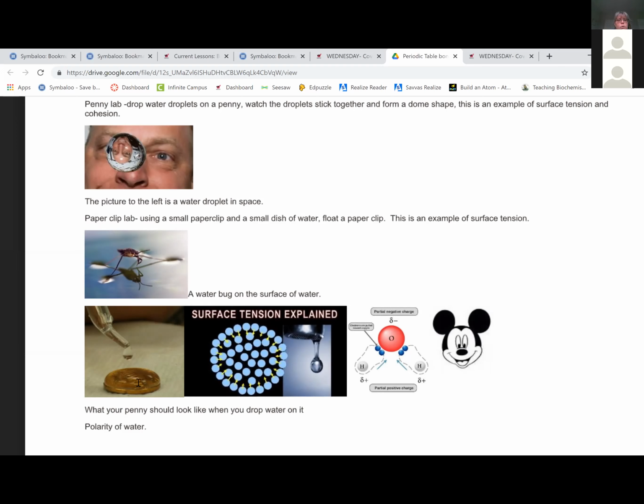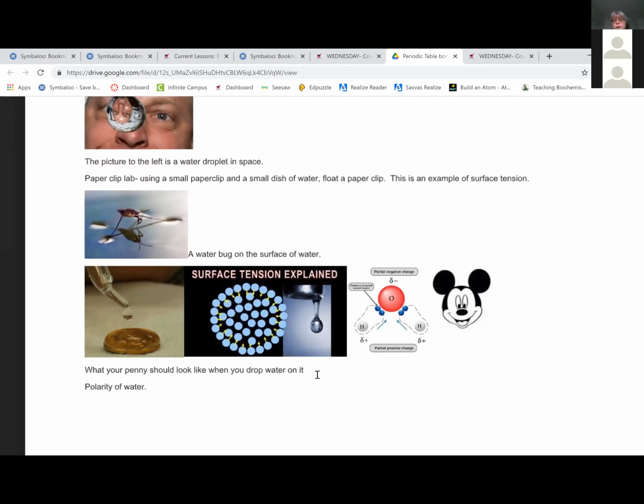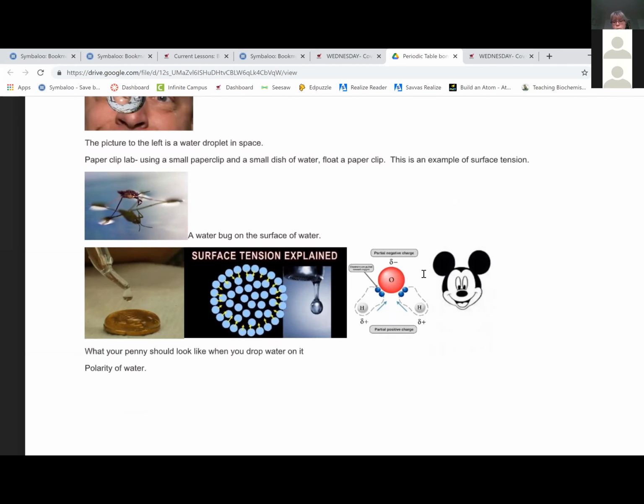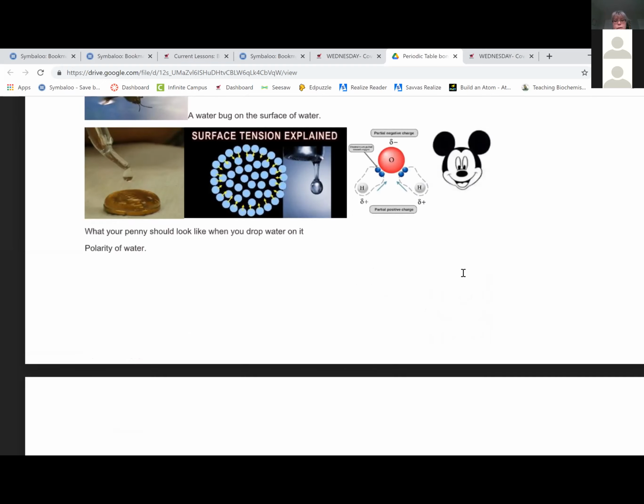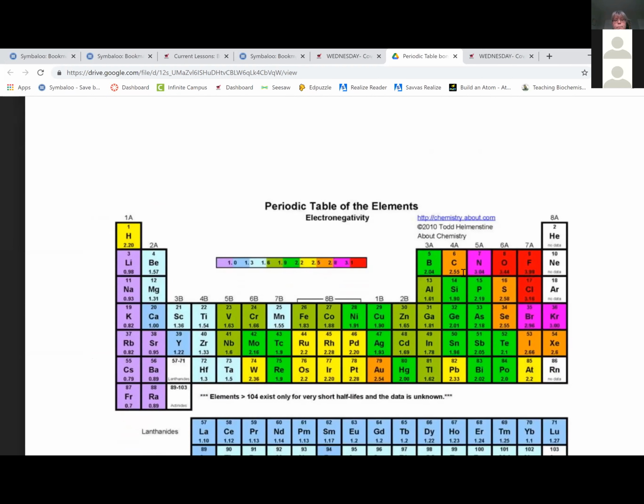And that is showing you surface tension, right? This kind of shows you how the water works. It's all kind of stuck together, like Mickey Mouse structures all stuck together. This is showing you a water molecule and their Mickey Mouse, because that's exactly what it looks like.